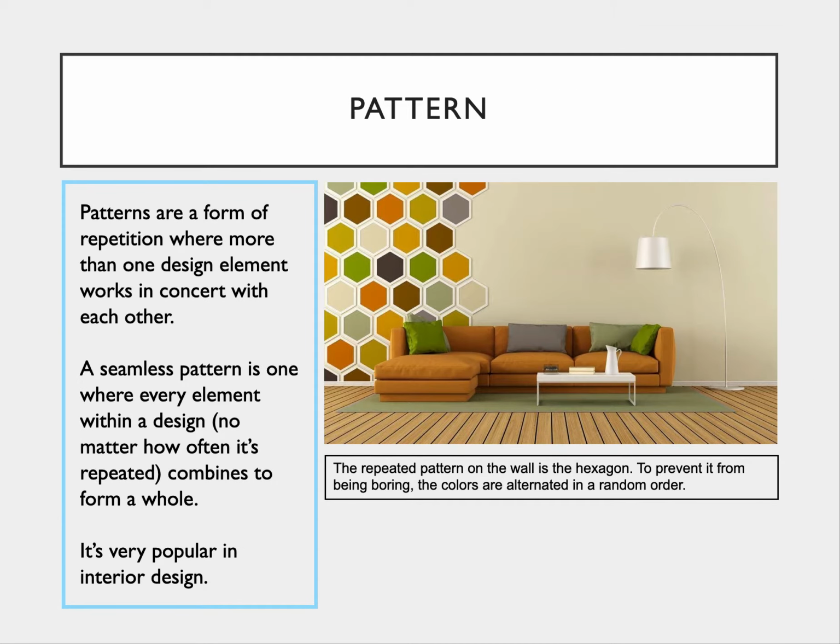Patterns are a form of repetition where more than one element works in concert with each other. A seamless pattern is one where every element within the design combines to form a whole. And here, an example on the wall, the pattern is the hexagon. But to prevent it from being boring, the colors are alternated in a random order. So while you have symmetry, you also have asymmetry with the color. So the shape is symmetrical, the color is asymmetrical.